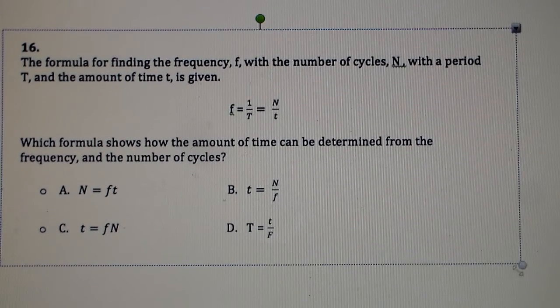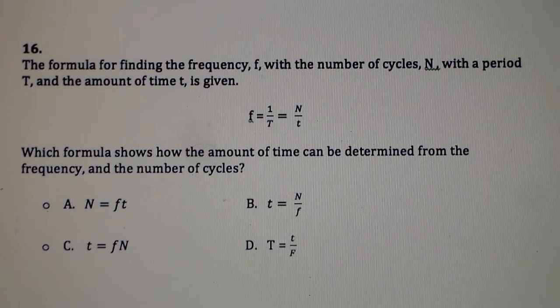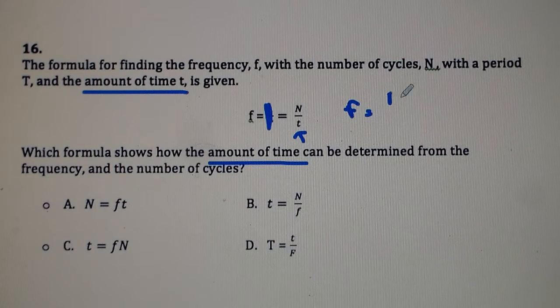Why don't you try this one on your own? Here's a hint. You want to find the amount of time. The amount of time is lowercase t, so you need that lowercase t. So you don't need this extra information. So f equals n divided by lowercase t. Multiply by lowercase t to both sides, and then divide by f to both sides, so we're going to get n divided by f is equal to lowercase t.